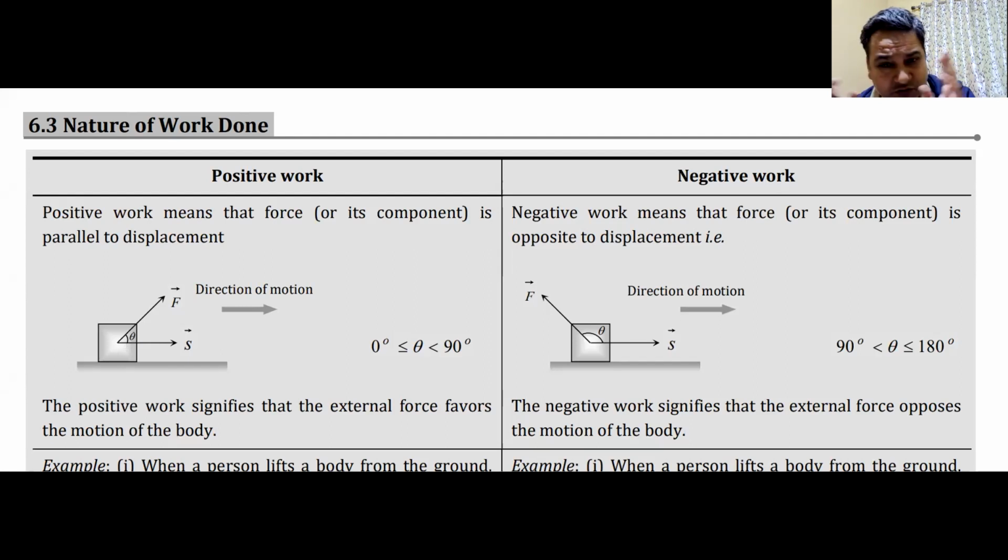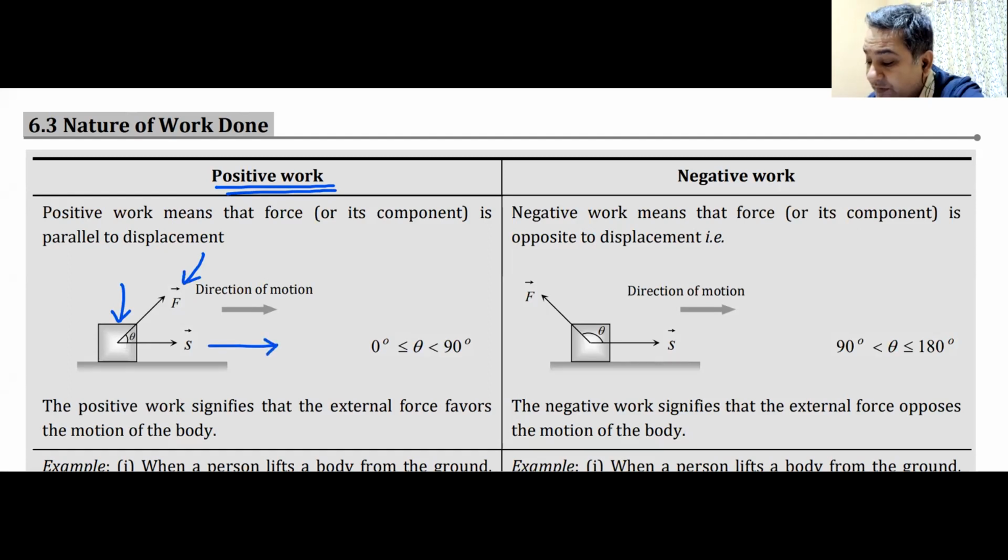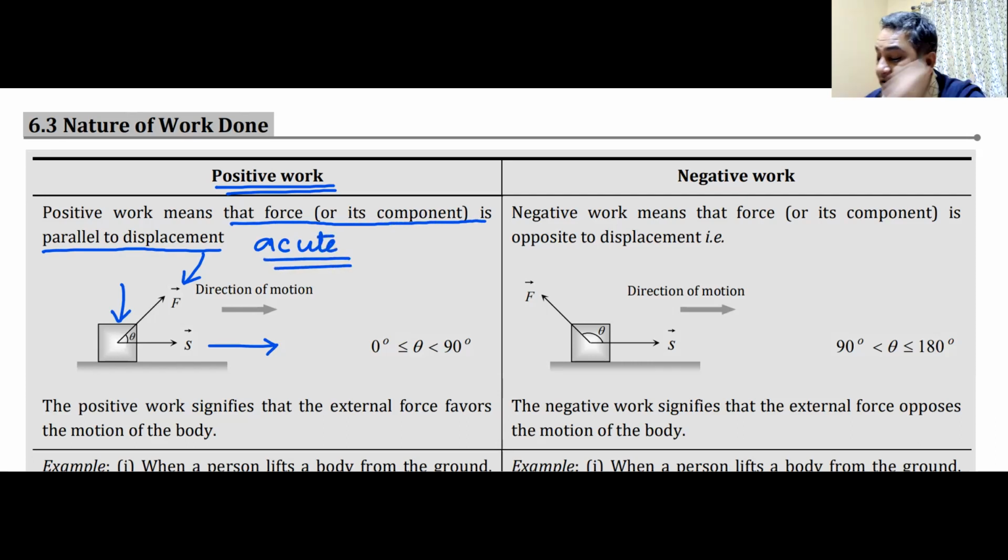So if you understand this, you don't have to draw this. If you don't understand this, you can draw this table which is telling us when the work done is positive. As you can see in this case, you have force going in one direction and displacement in this direction. But when I resolve this force, I will have one component parallel. So if one component is parallel to displacement, that means the angle is acute. In this case, I will have positive work done.